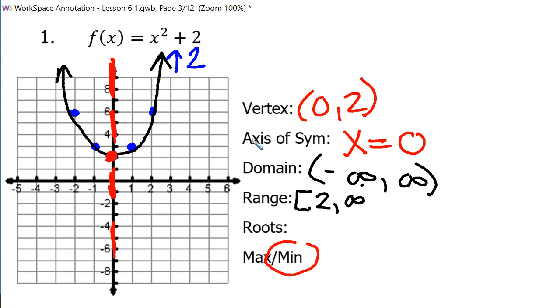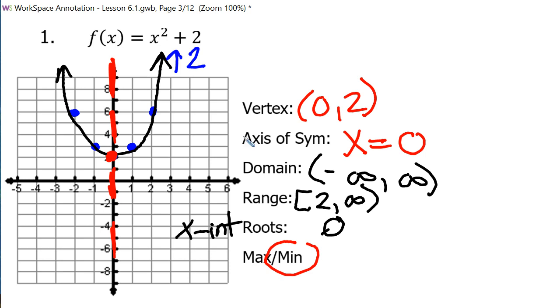The word root. You should have learned that back in Algebra 1. Hopefully you remember that root means what? The x-intercept. Yes, all of those words mean the same. If you see the word zeros, it means x-intercept. If you see the word roots, it means x-intercept. If you see the word solutions, it means x-intercept. So the x-intercept, well, where does that parabola touch the x-axis? Nowhere. It doesn't. So that one would be no solution.